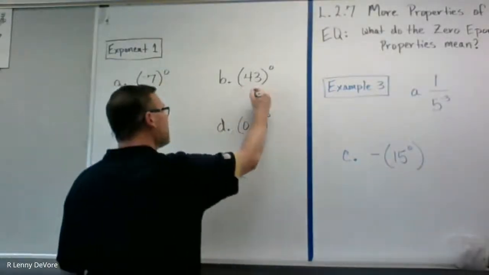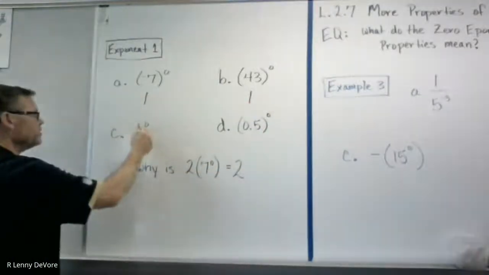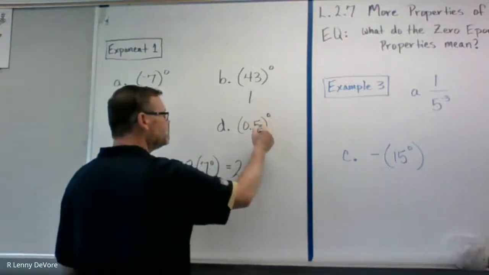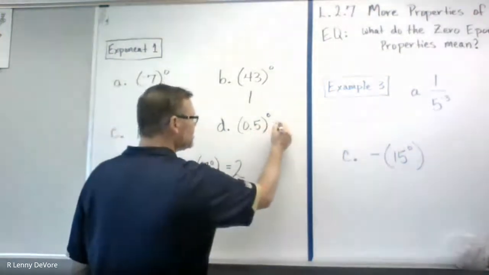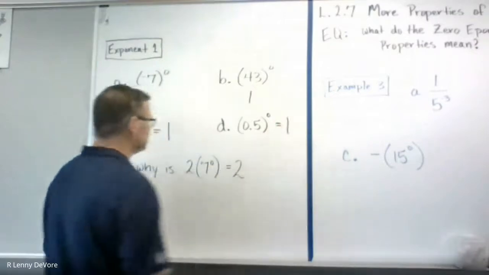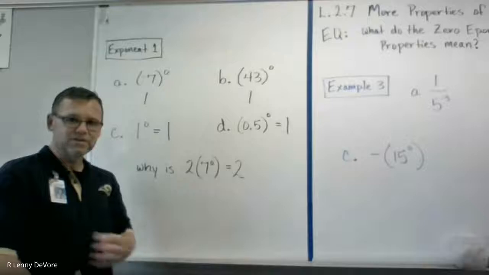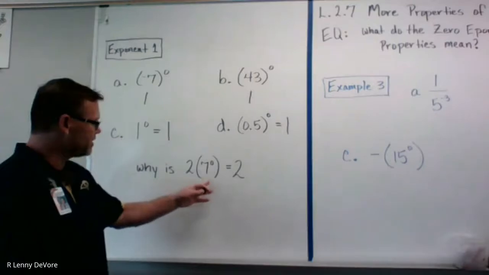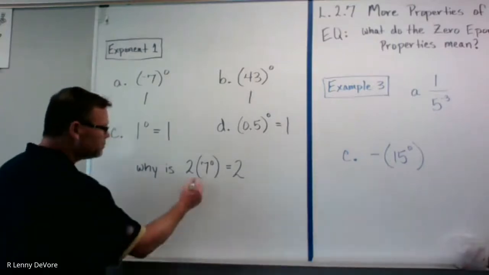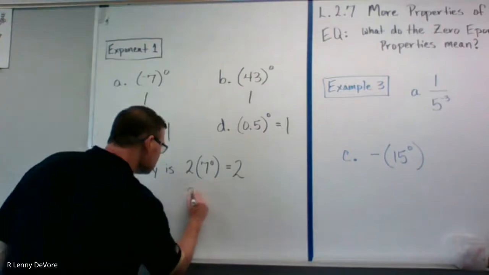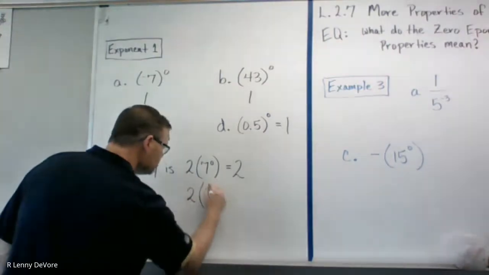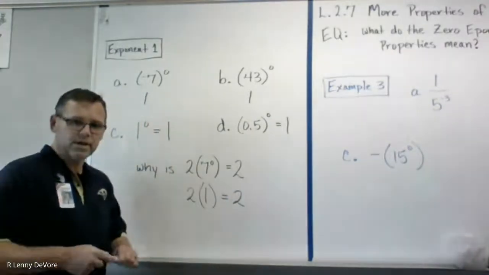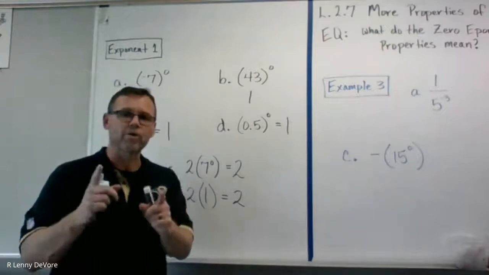If I have 43 to the zero power, that's 1. If I have 1 to the zero power, that equals 1. If I have 0.5 to the zero power, that equals 1. But then the question they ask, why, and some of the students don't understand this, is why then would 2 multiplied by 7 to the zero power be 2? Well, it's simply because 7 to the zero power is 1. We multiply 2 by 1, we get 2. So just remember, anything to the zero power is 1.